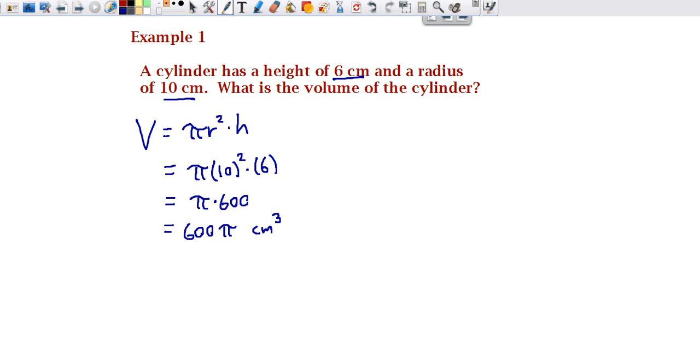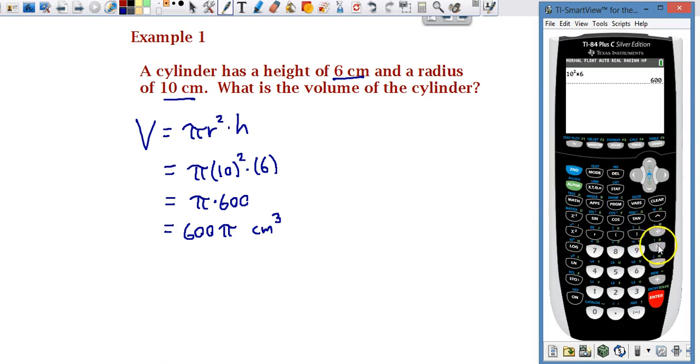If you do it as a decimal, times by pi. So 600 times the pi button is here. I'd recommend using that over 3.14. It gives you a little bit more accuracy. And you get 1884.95555. And I'm going to round that second 5 up to a 6.